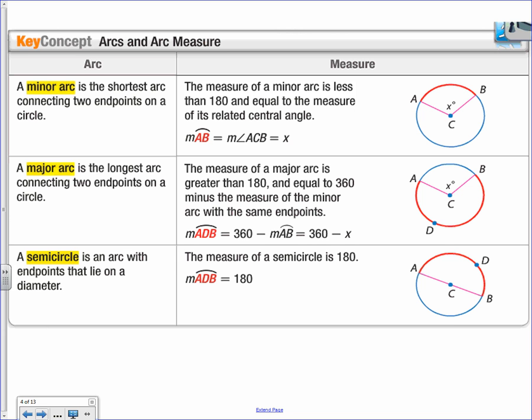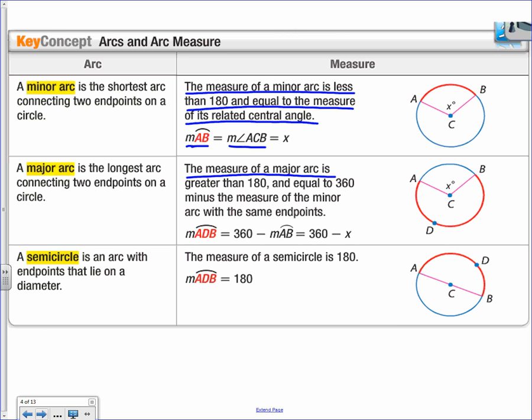So here, before you go in and write everything, for the first box, having minor arc, the measure of a minor arc is less than 180 and equal to the measure of its related central angle. We do measure of arc AB is the same as the measure of angle ACB. So its central angle ACB is the same as the measure of this arc. The same kind of thing for these other ones.